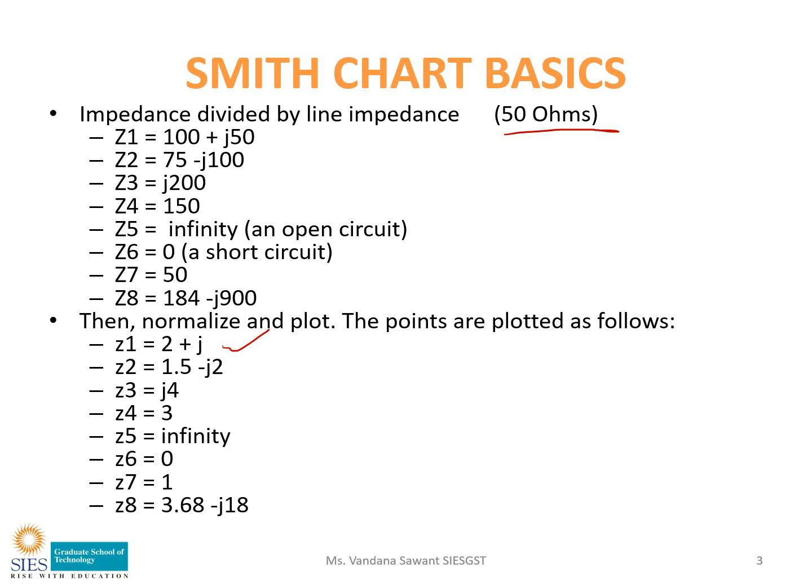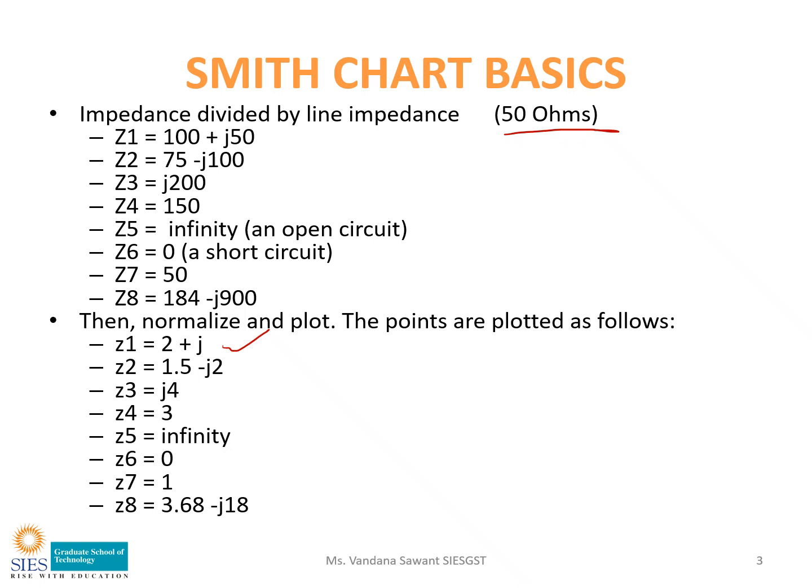Now see here, Z4 is equal to 150. There is no Jx value, so we have to divide only this 150 by 50. So Z4 is equal to 3. Now Z5 is infinity. We know that for the open circuit load, the impedance is infinity. So if Z5 is infinity, we divide it by 50, and the final value that we get is infinity. Z6 will be 0, that is a short circuit. For short circuit load, the impedance is 0, so 0 divided by 50, Z6 will be 0.